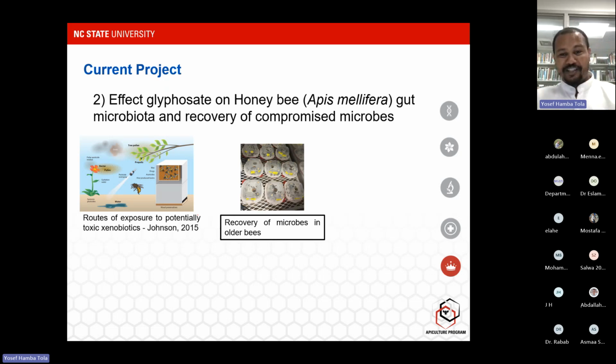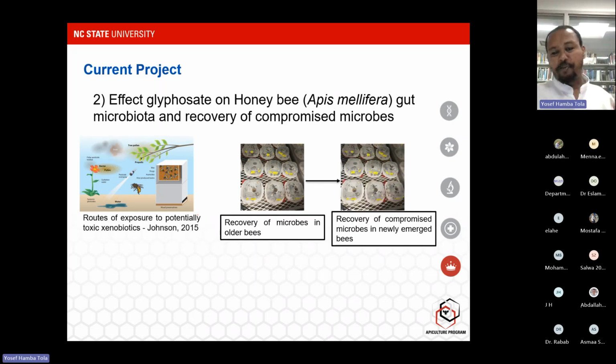So I do cage rearing, and in the cage rearing I expose the bees to glyphosate. Once exposed, I recover the microbes from the older bees. Then I transfer the compromised, unhealthy microbes to the newly emerged bees of the new generation and see how the microbes recover. First I see the effect, then I see how they recover in the newly emerged bees.